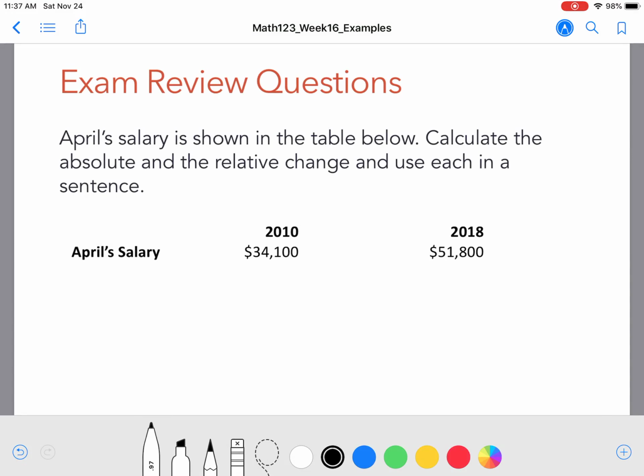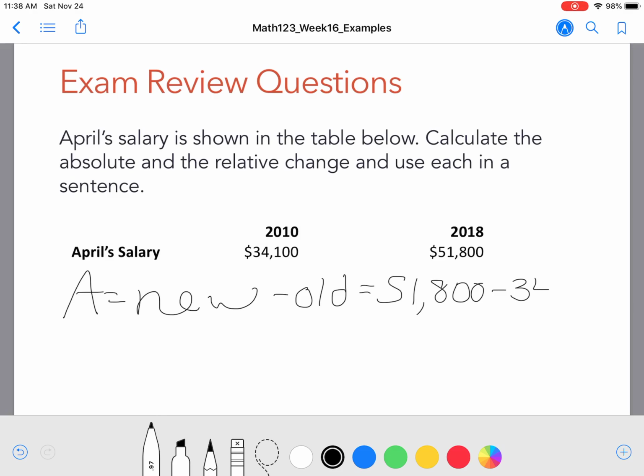Let's see, get my pen back up here. Okay, so April's salary is shown in the table below. Calculate the absolute and the relative change and use each in a sentence. Okay, so absolute change is going to be new minus old. So in our case, I'm going to have my new salary, which is April's $51,800, minus the old, which is $34,100. And then we're just going to subtract those two things.